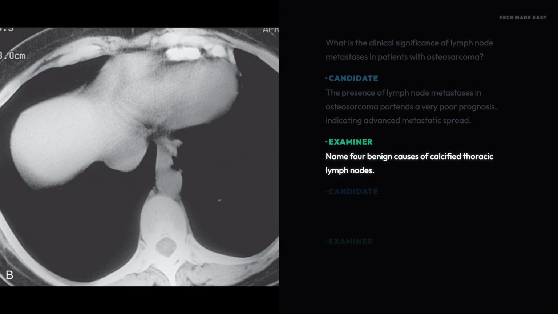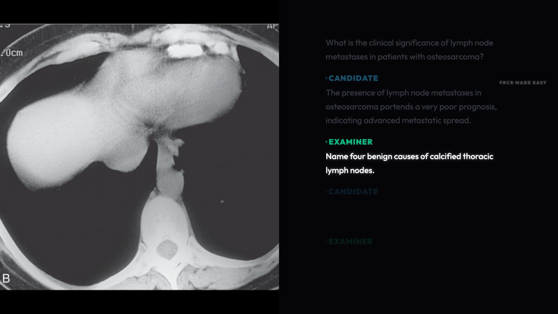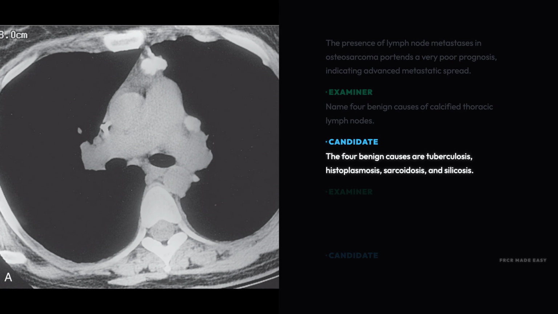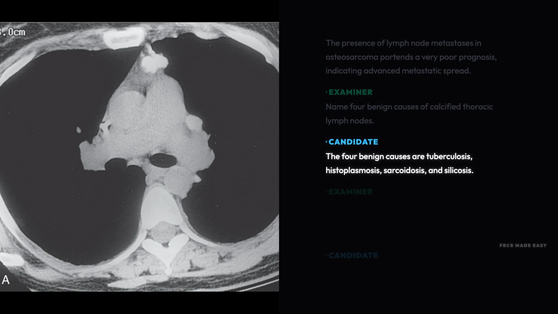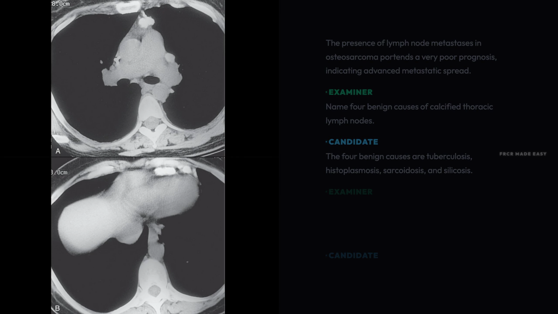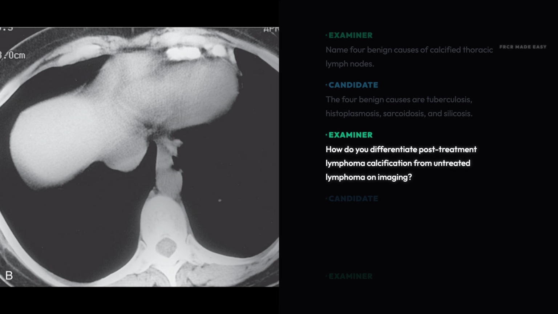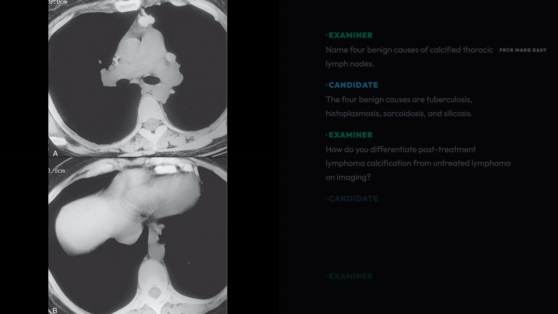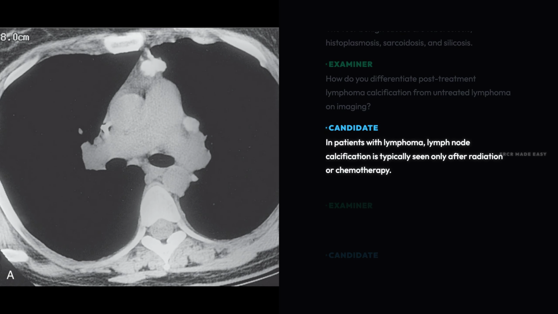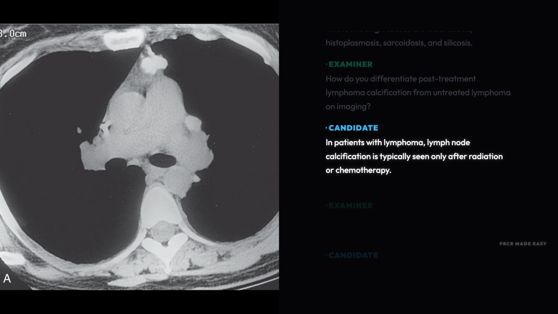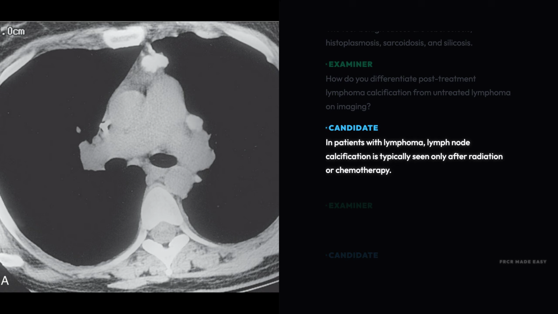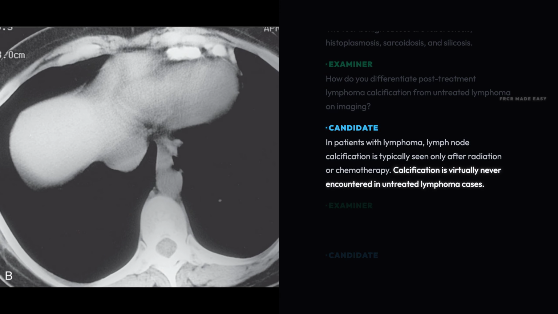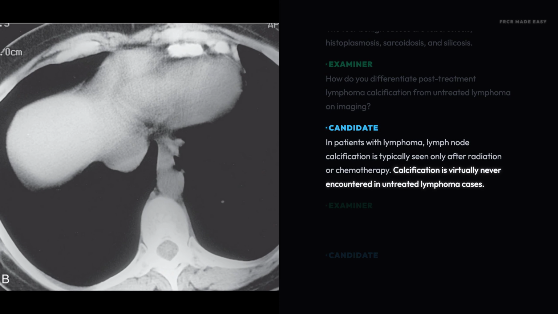Name 4 benign causes of calcified thoracic lymph nodes. The 4 benign causes are tuberculosis, histoplasmosis, sarcoidosis, and silicosis. How do you differentiate post-treatment lymphoma calcification from untreated lymphoma on imaging? In patients with lymphoma, lymph node calcification is typically seen only after radiation or chemotherapy. Calcification is virtually never encountered in untreated lymphoma cases.